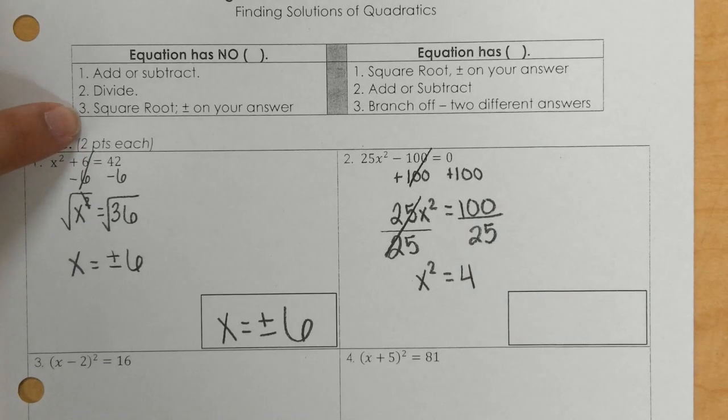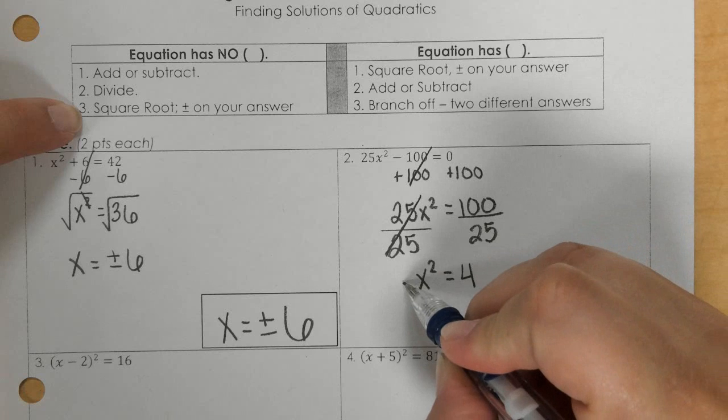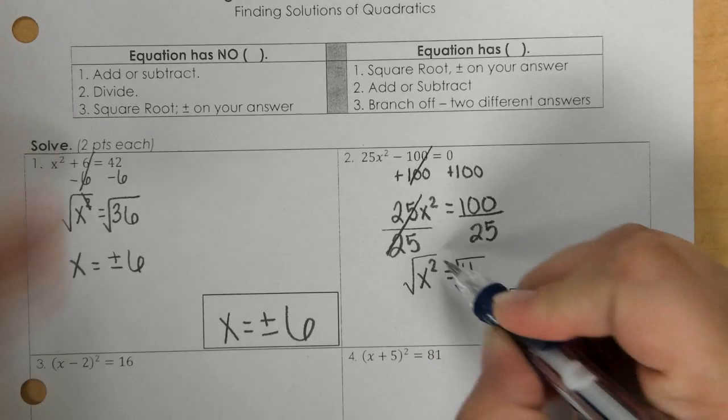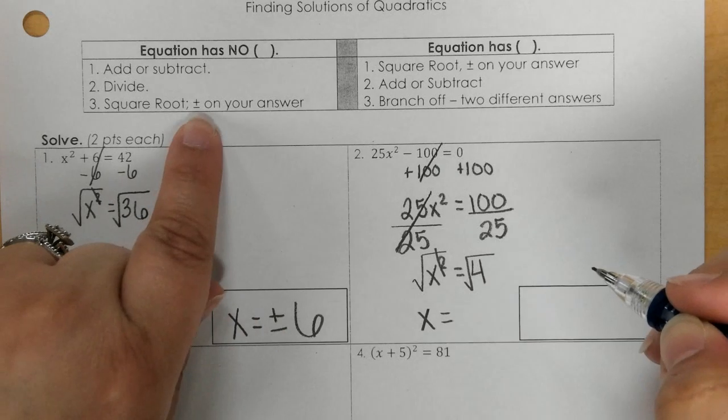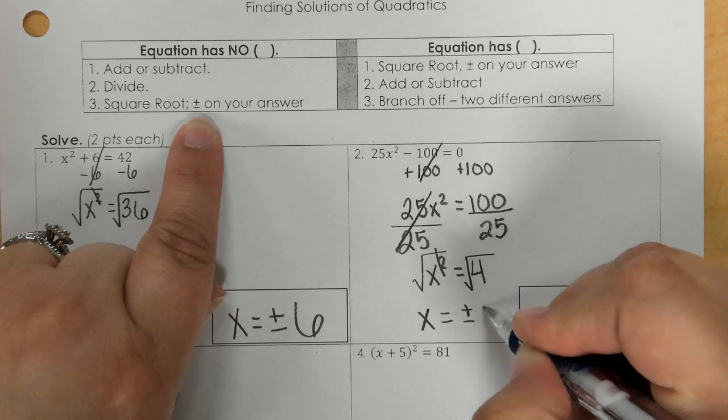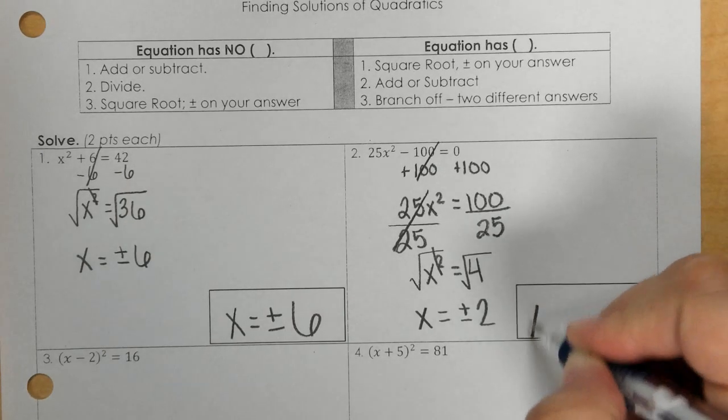Okay, step 3 says take the square root of both sides. Okay, so that canceled out. Put plus or minus on your answer, and the square root of 4 is plus or minus 2.